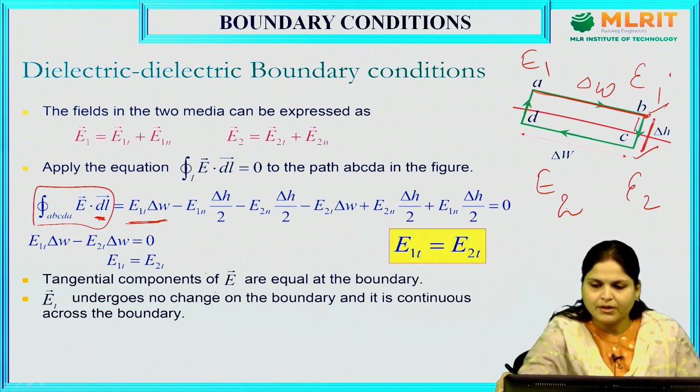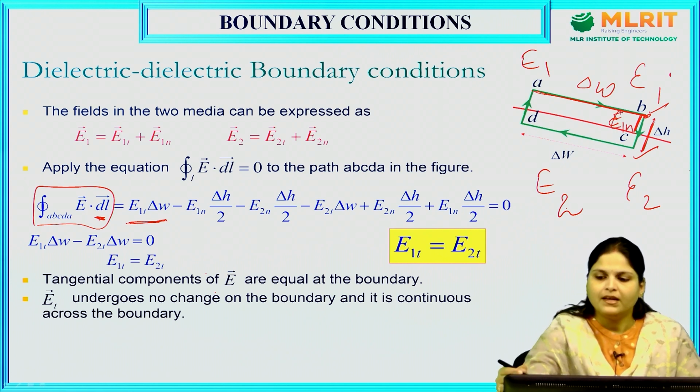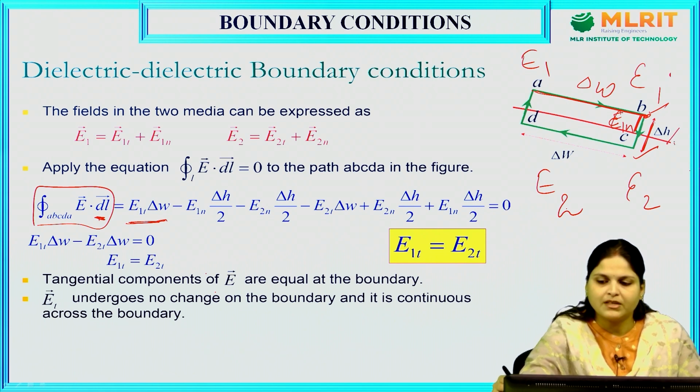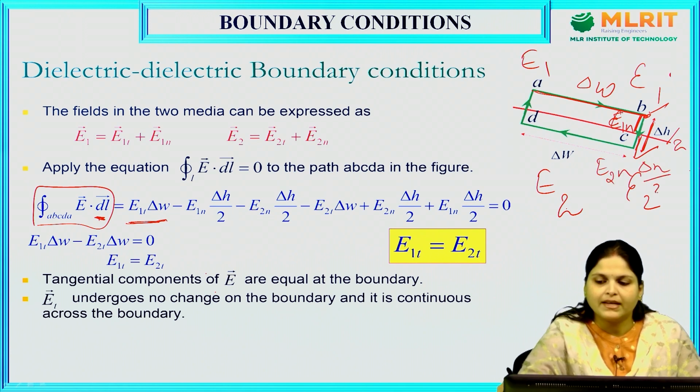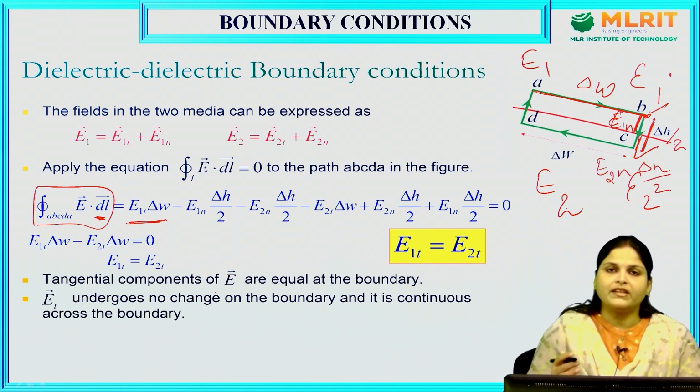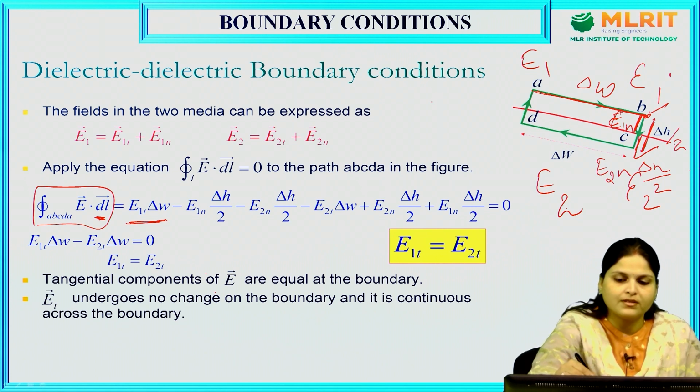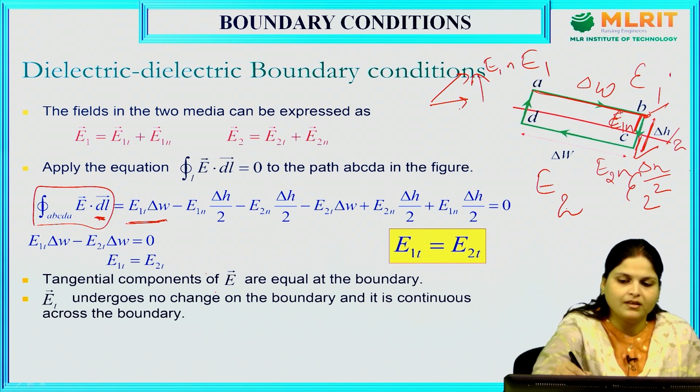So for this particular portion, the E1n component will be taken, and for dl, this del h becomes del h by 2. Similarly, for this particular portion, E2n will be taken, and this becomes again del h by 2. Also, we need to check the directions, because for this field, this is the direction, this is E1n, this is E1t, and here also this is E2n and this is E2t.